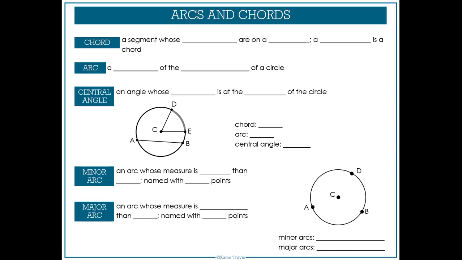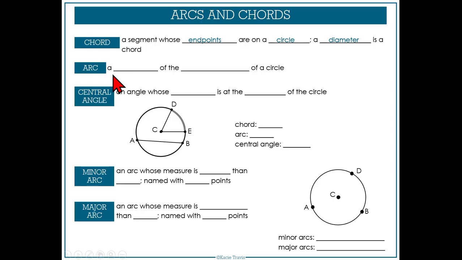We have a chord. A chord is a segment whose endpoints are on a circle. When we talk about on the circle, that's talking about the actual curved part. Now, we've actually dealt with a line like this, that is a diameter. A diameter is a type of chord, but not every chord is a diameter. Remember, diameters go through the center. Chords don't necessarily have to go through the center, they just have to have their endpoints on the circle.